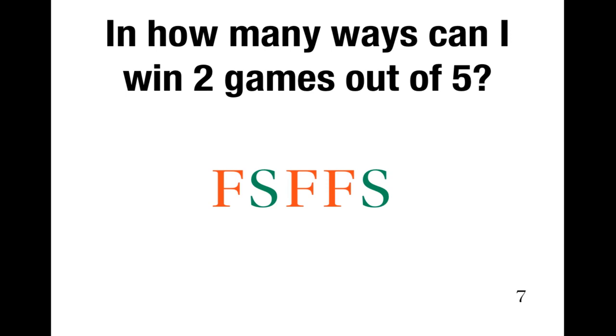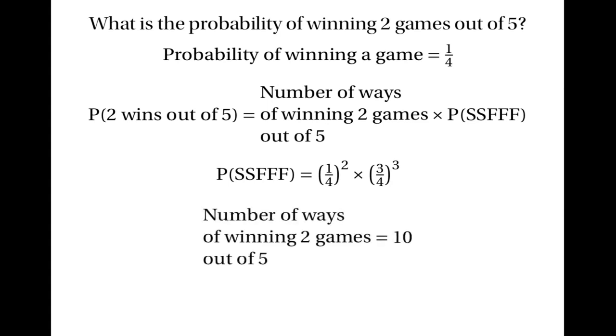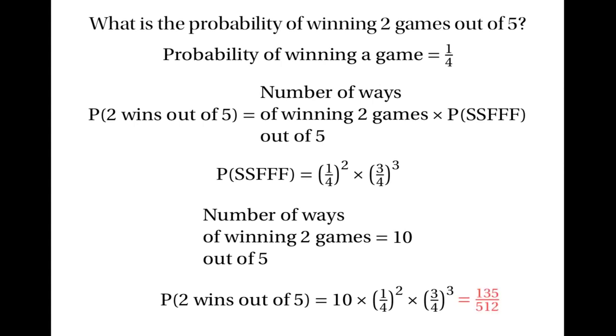Moving the first S along again gives a total of 9 possibilities, and moving both S's to the end gives a total of 10 possibilities. So the number of ways of winning 2 games out of 5 is 10. And that means that the probability of winning 2 games out of 5 is 10 times a quarter squared times 3/4 cubed. And if you work that out, it turns out to be 135 over 512.